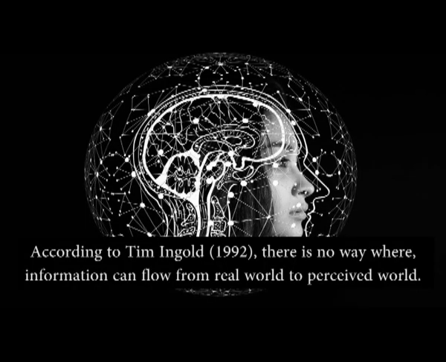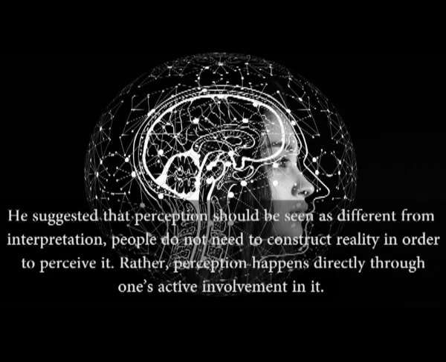according to him, there is no way that information can flow from the real world to the perceived world. He suggested that perception should be seen as different from interpretation. People do not need to construct reality in order to perceive it. Rather, perception happens directly through one's active involvement in it. Similarly, people do not need to know the world in order to act in it. Rather, it is known through one's action, by making use of what has been offered by the environment.